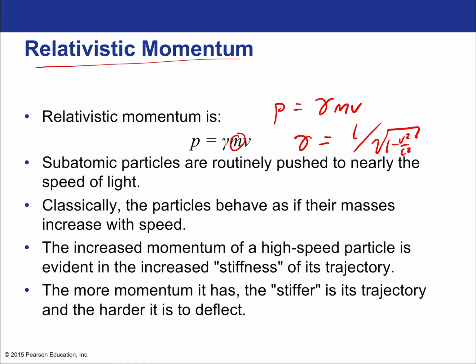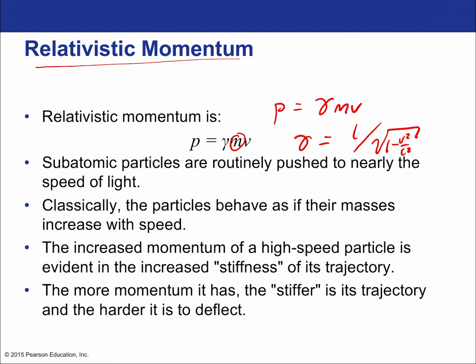So subatomic particles are routinely pushed to nearly the speed of light, 99.999% the speed of light. And it takes huge amounts of energy, even for the small mass of those particles. Classically, the particles behave as if their masses increase with speed. So sometimes you will see relativistic mass, but that's a bit of a confusing way of saying it. It's better to say relativistic momentum.